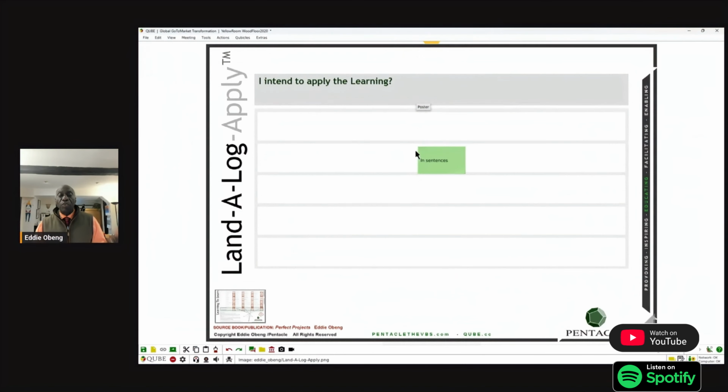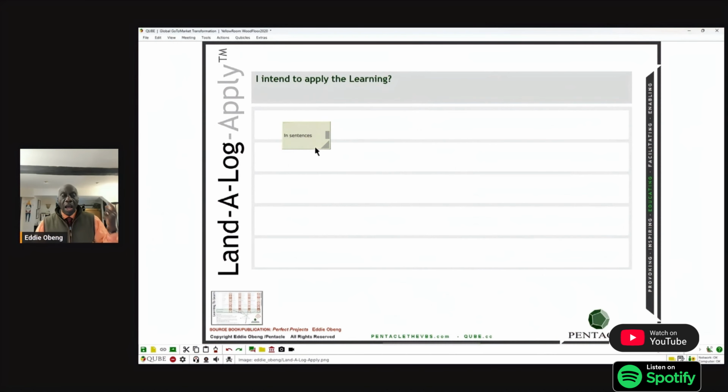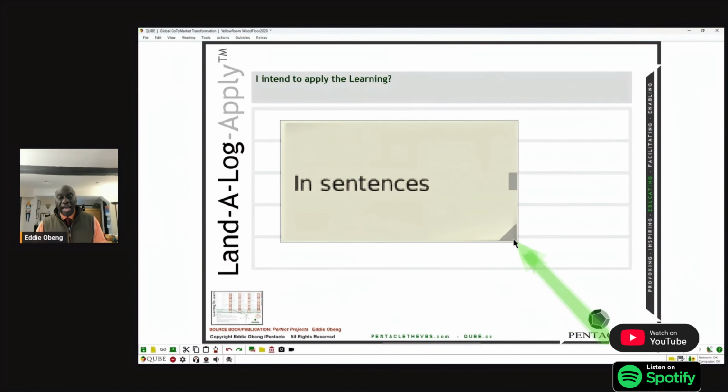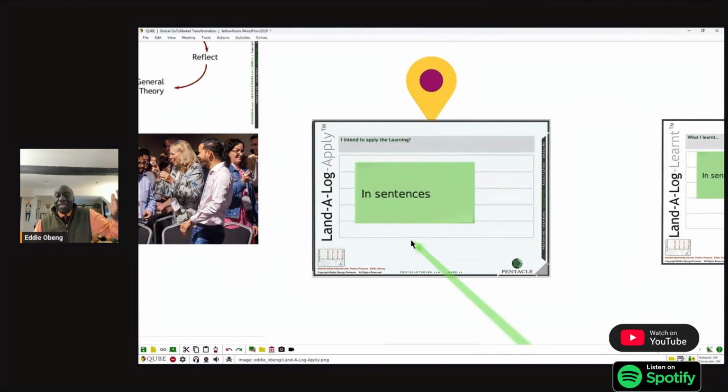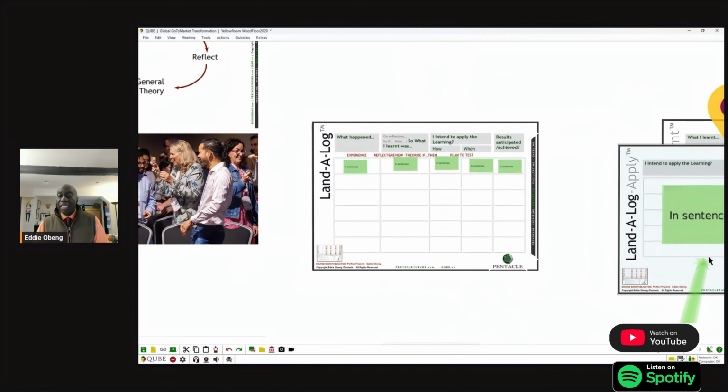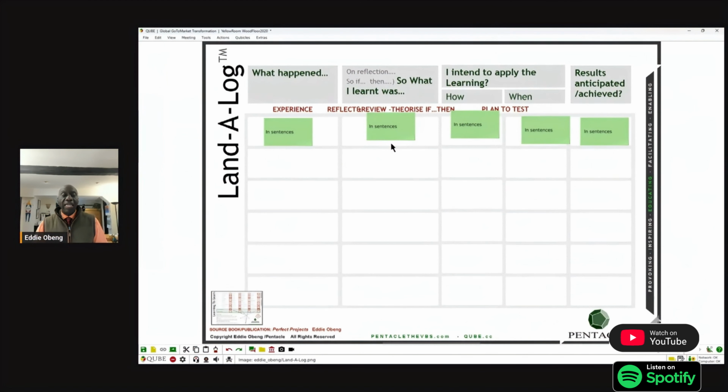The second thing is we ask them, and this they always struggle with, how are you going to apply it? And they always go, oh, I'll think about that later. Because they're human beings, they don't want to think about it. It's easier. We get them to work in sentences, and this is what we call a learning and application log.